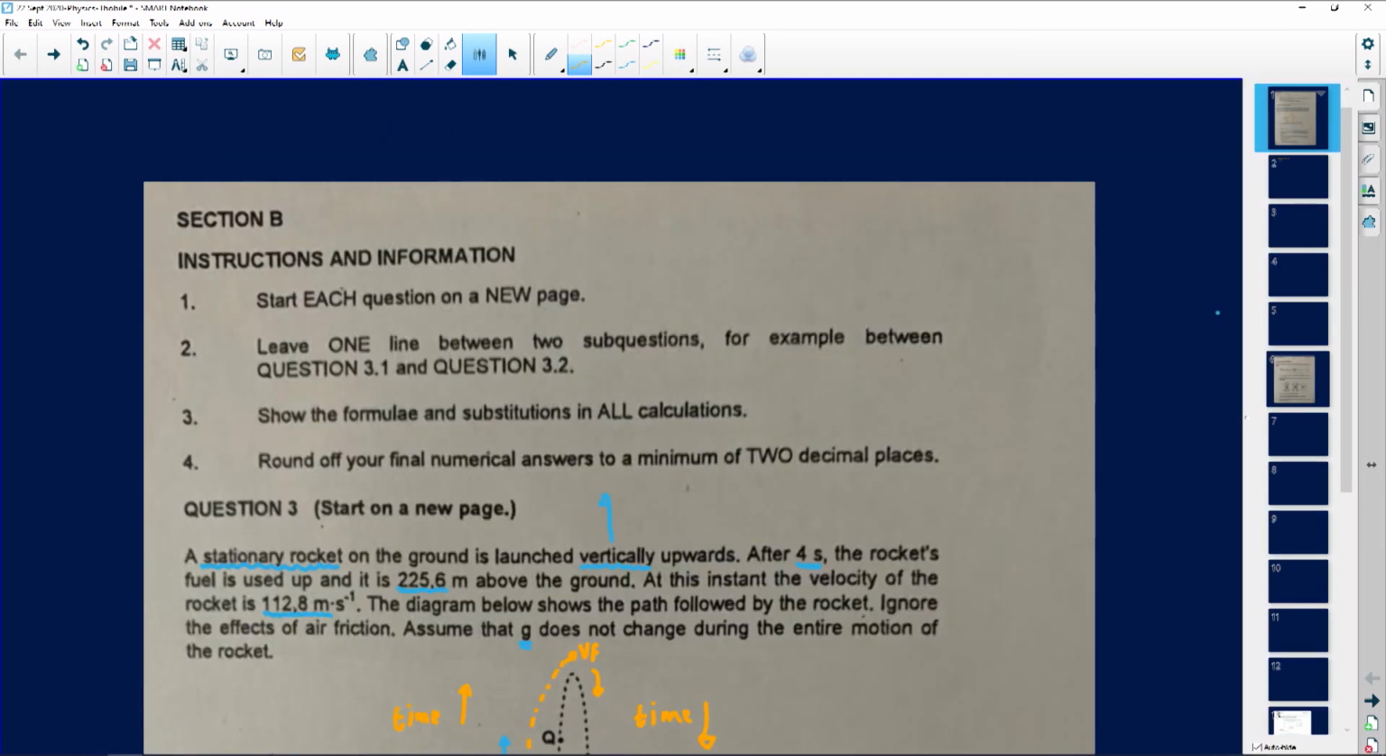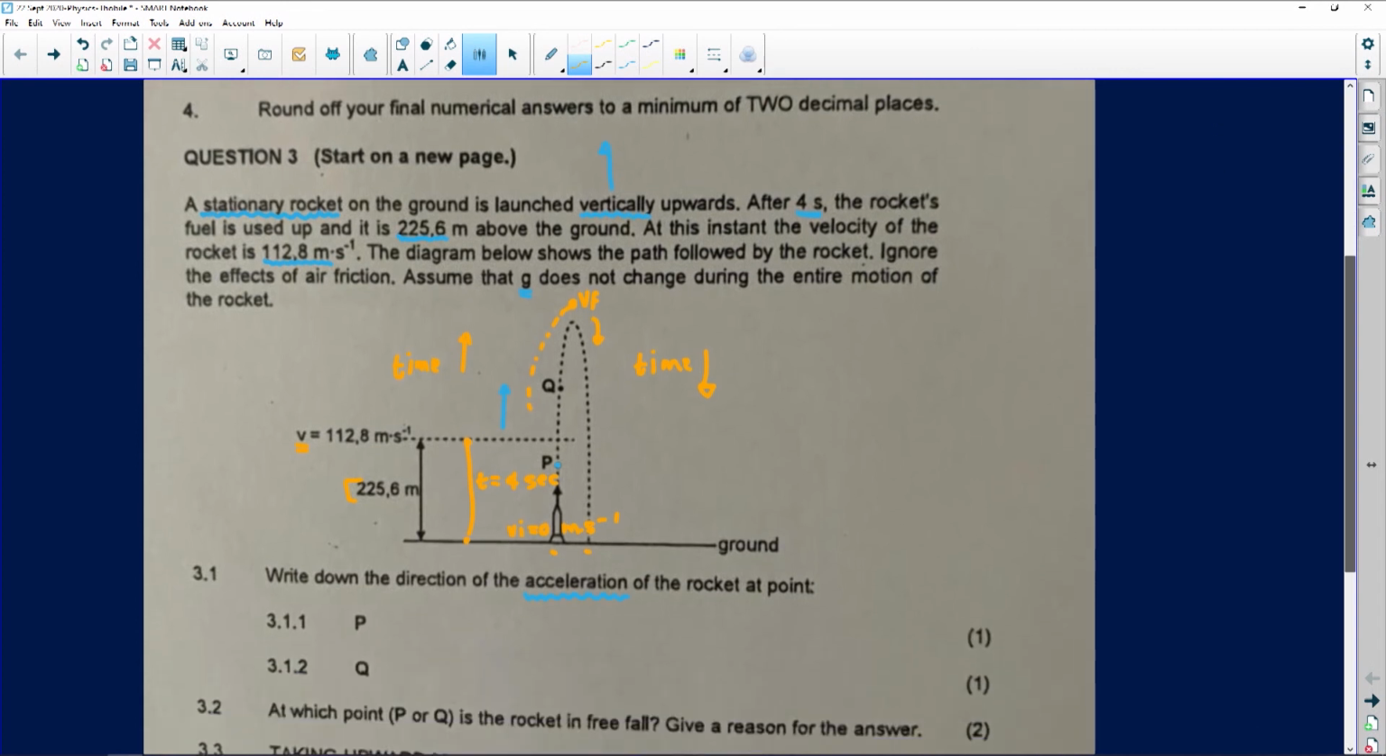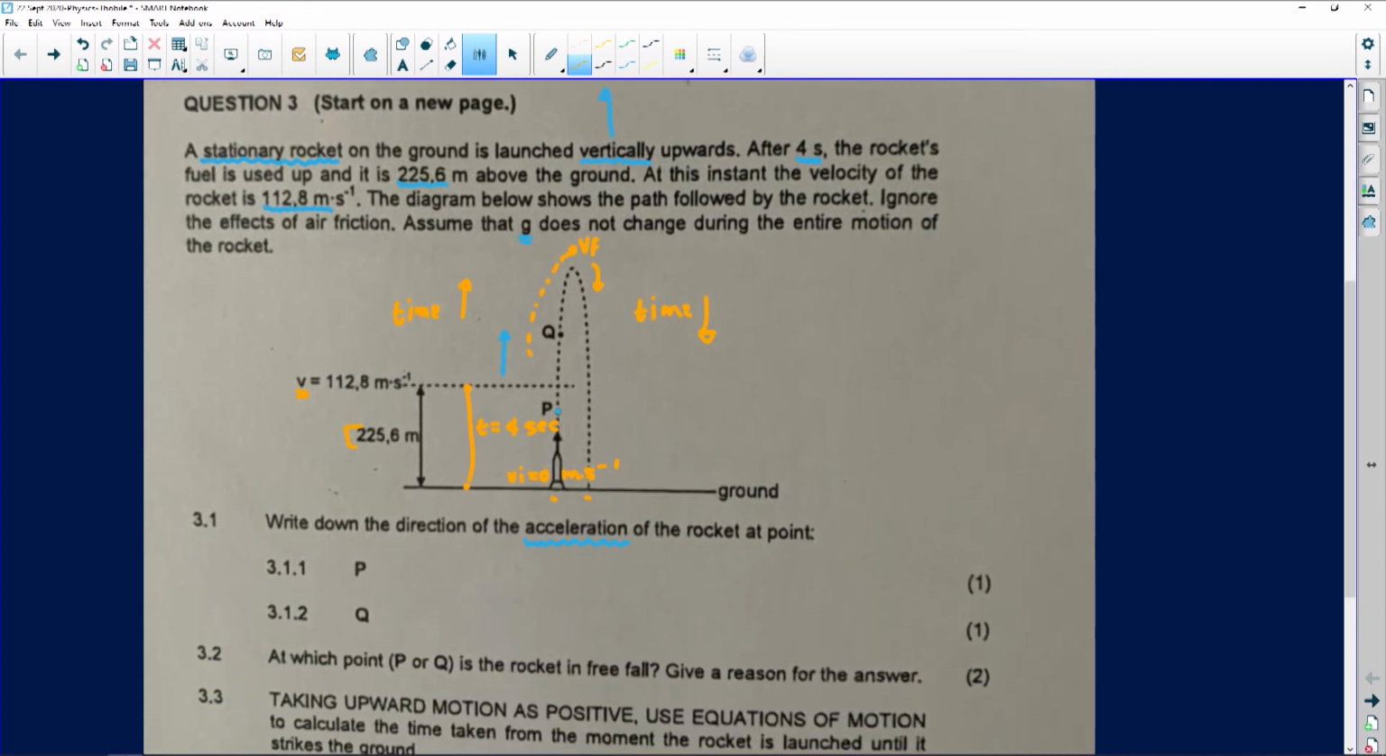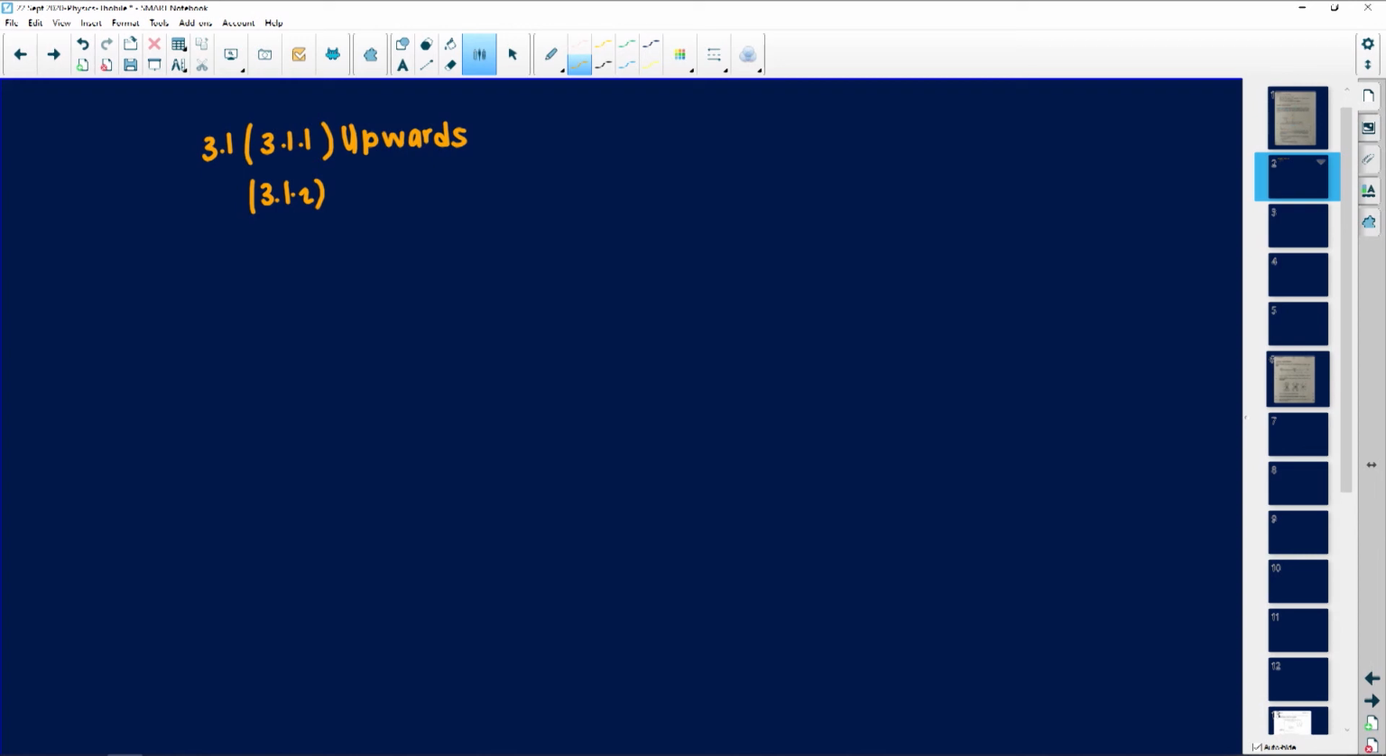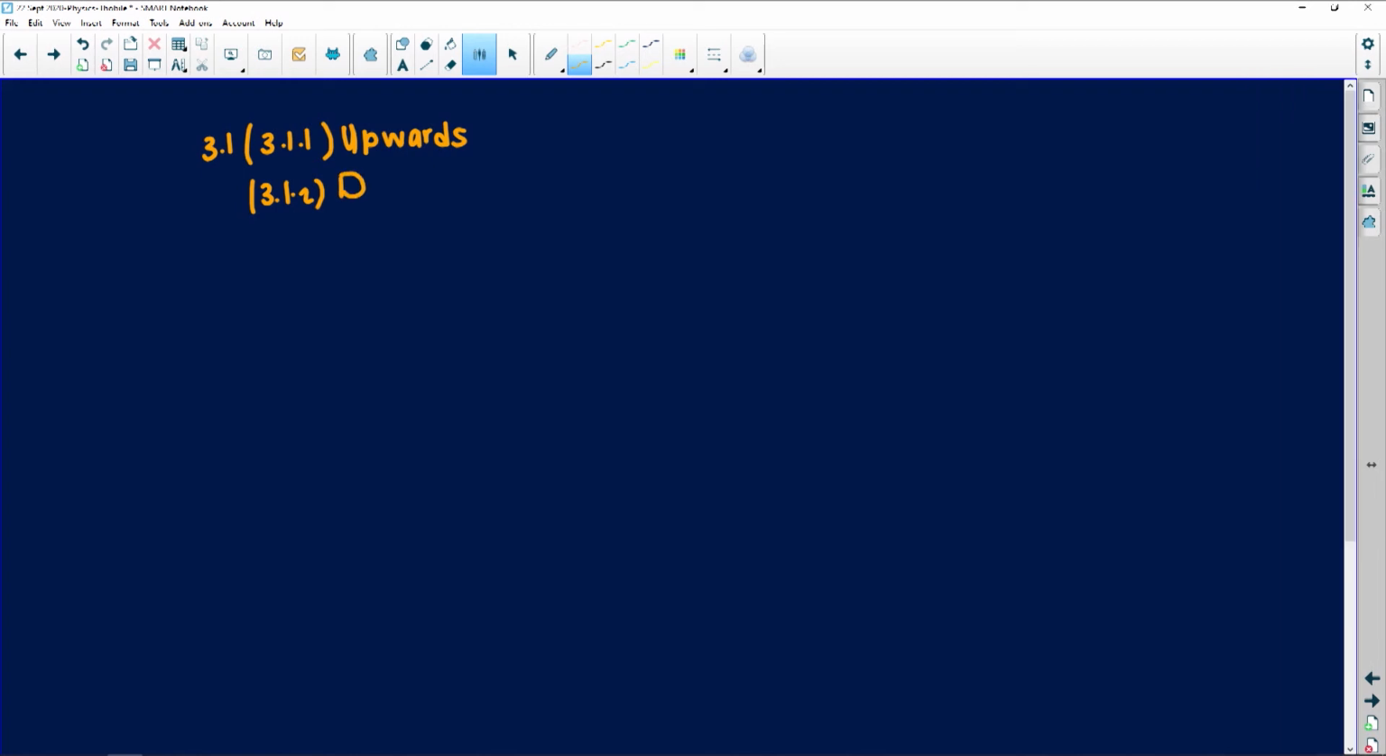Don't get confused with the terminologies. The next question says, write down the direction of the acceleration of the rocket at Q. Now remember, after the rocket came up here, after the rocket passed point P, the fuel actually started running out. So now what was the acceleration doing? The object was not accelerating upwards anymore. Gravity was now coming into play, and it was accelerating downwards. Remember, the fuel was used up.